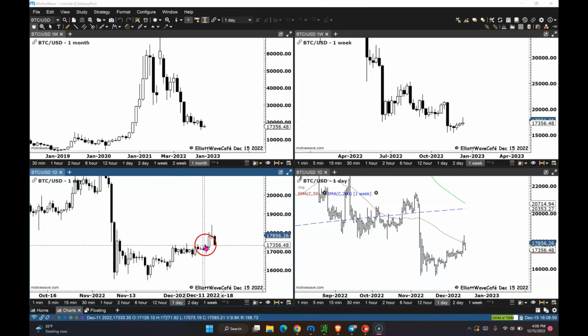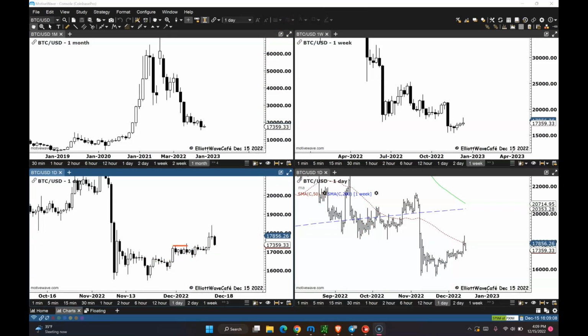Back here on the daily time frames, very nice reversal formation here on the daily. Now we're coming back into support. So just like we hit our head above resistance, that's exactly the same way that we're coming back into this band of support.